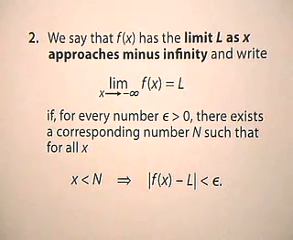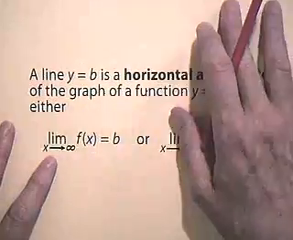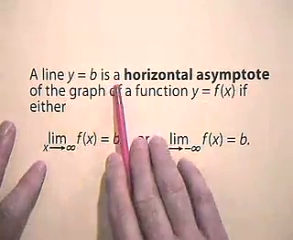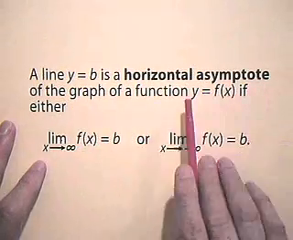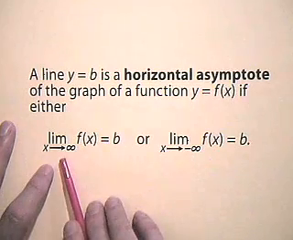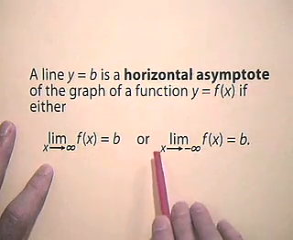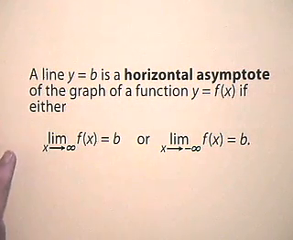Now finally, the way we apply these is in the case of a horizontal asymptote. A line y equals b is a horizontal asymptote of the graph of a function y equals f of x if either the limit as x approaches infinity of f of x equals b or the limit as x approaches negative infinity of f of x equals b.